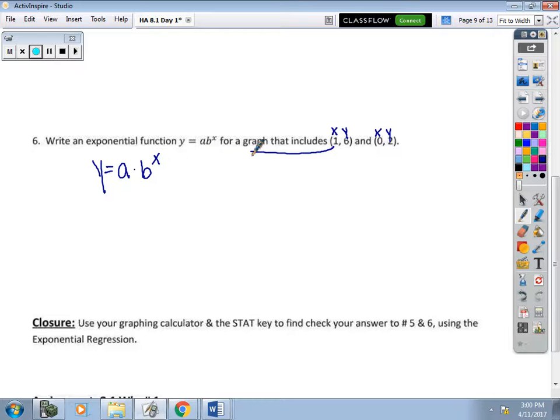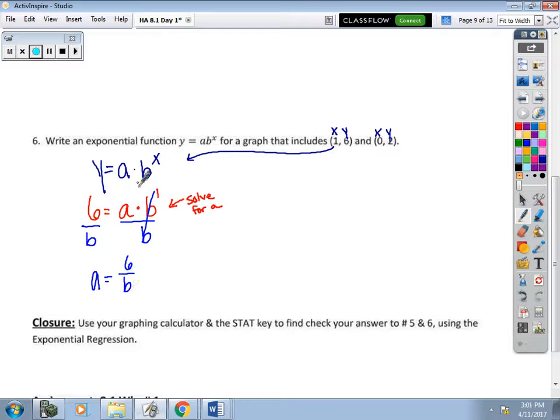So we'll start with the general form, and we're going to plug in one of the points. It doesn't matter which one you plug in. I'm going to plug in point 1. So I'm going to plug in 6 for y and 1 for x. Again, I'm going to solve this for A. So to solve for A, undo multiplication with division. So I'll divide both sides by B, getting me A equals 6 divided by B.